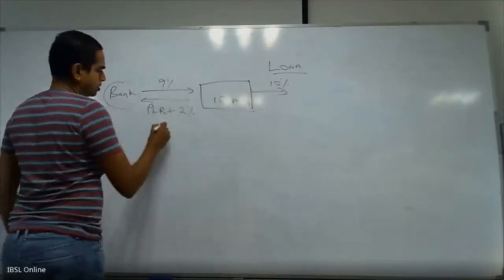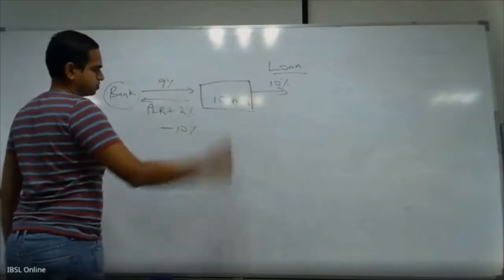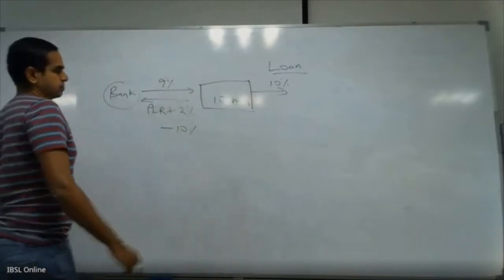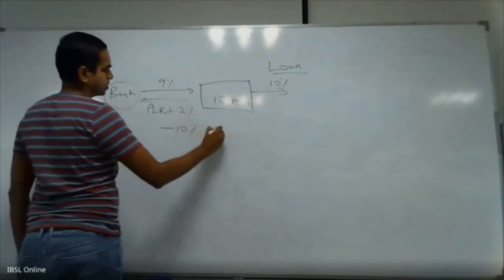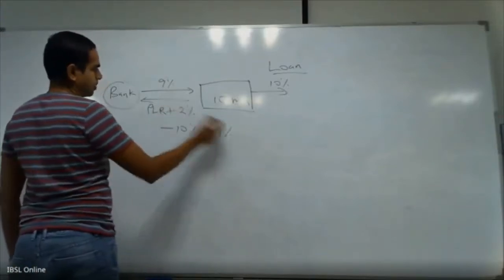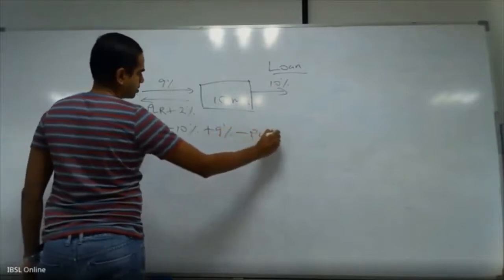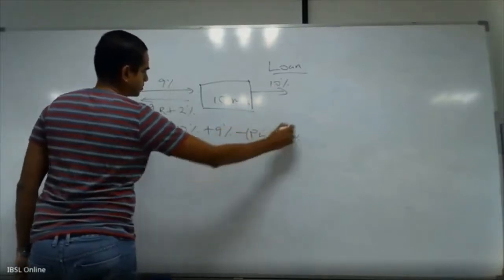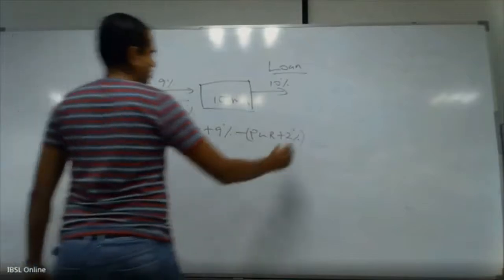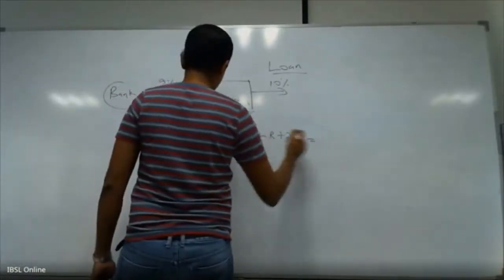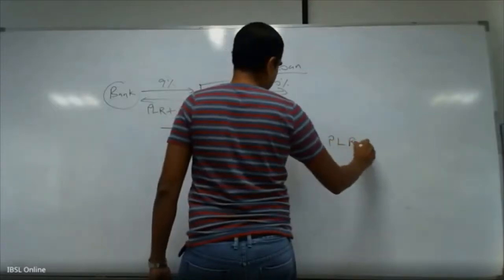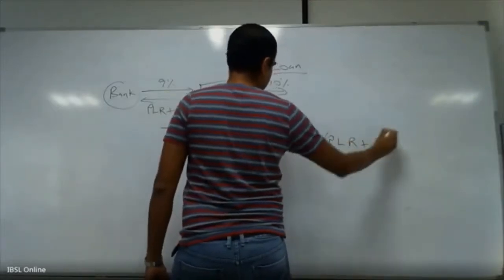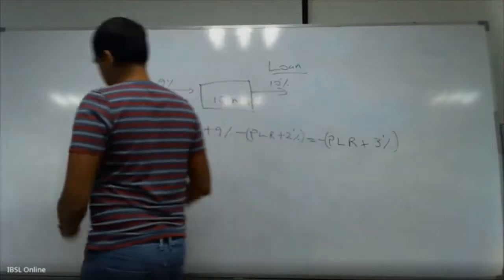See, the original loan, you're paying 10%. Then from this bank, you're receiving 9%, and you're paying PLR plus 2%. So your net, you will end up paying PLR plus 3%. Isn't it?